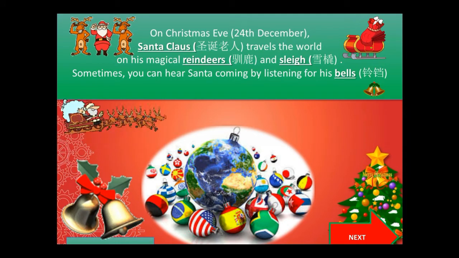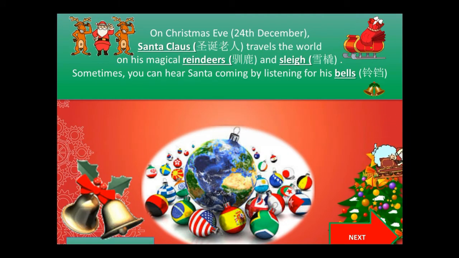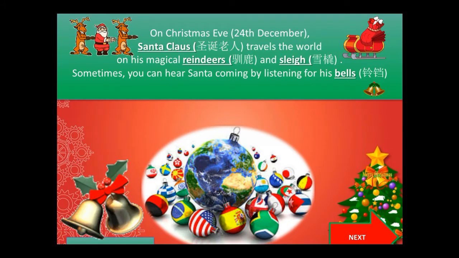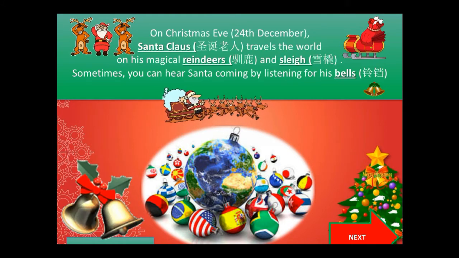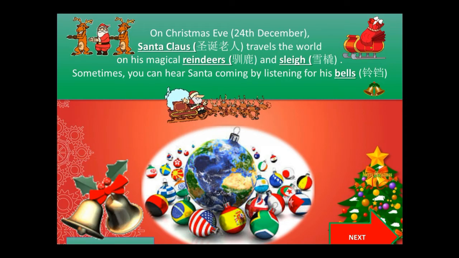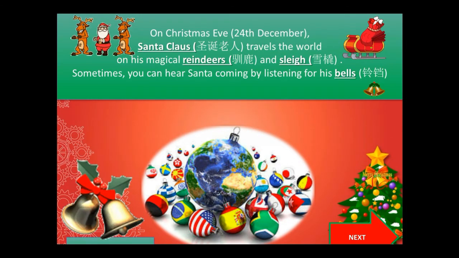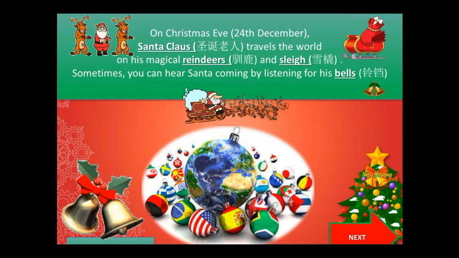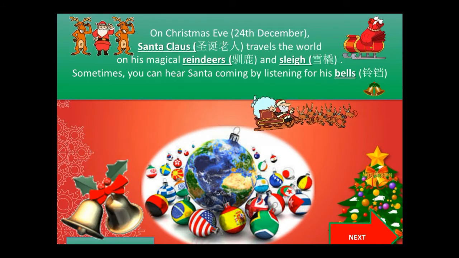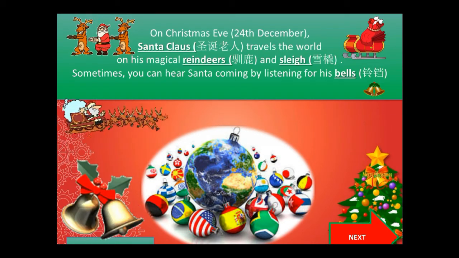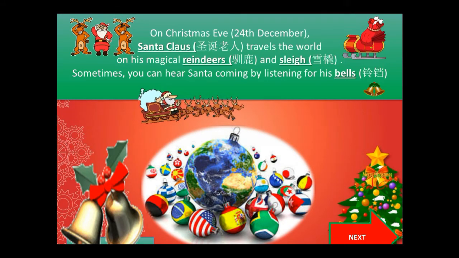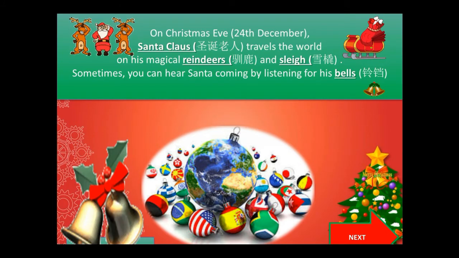I also go a little bit into the Santa story, and I emphasize that the day before Christmas, Santa, who has the white beard and the red clothes, he goes and he travels with his reindeers and his sleigh, which is like his car. And I use my GIFs and pictures to point out what the vocabulary words are. And I ask them to be quiet so they can listen for Santa. And I play the bells and say, "Oh, is Santa coming?"